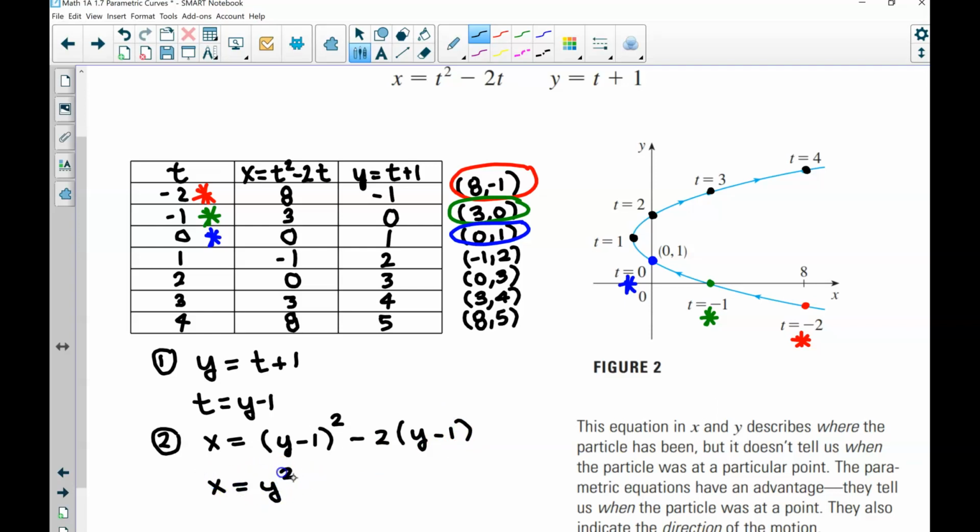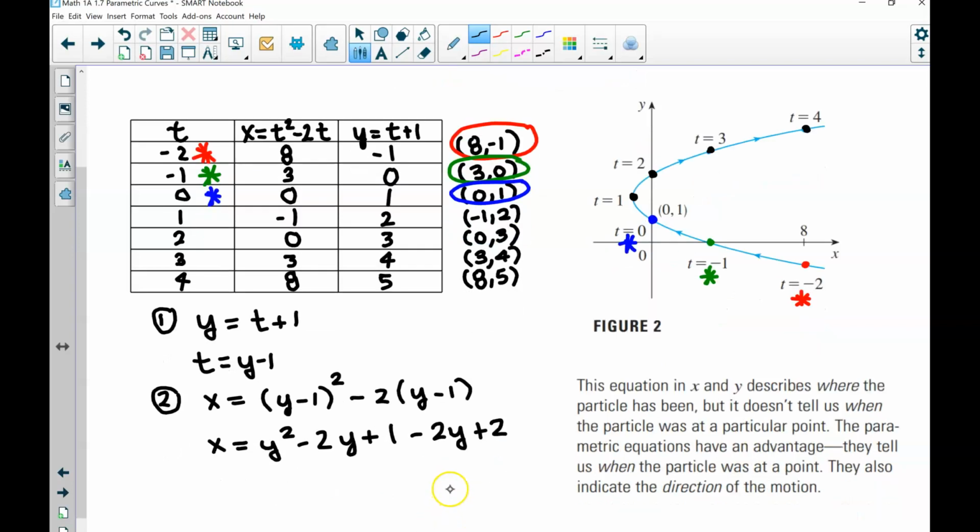We get y squared minus 2y plus 1 minus... I'm sorry, not x, y minus 2y plus 2. And then ultimately what we end up getting is this equation, x equals y squared minus 4y plus 3. Okay, so this curve that we have here is actually represented by the equation x is equal to y squared minus 4y plus 3.